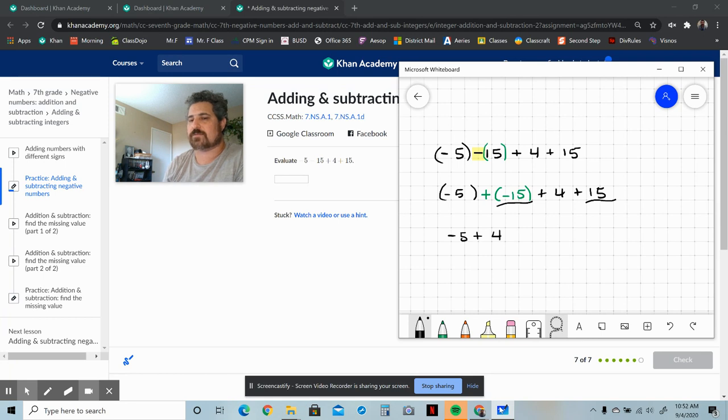And negative 5 plus 4, the signs are different, so find the difference. Who's going to win? Your negatives. By how many? 1. So the answer is negative 1. All right, and that's that.